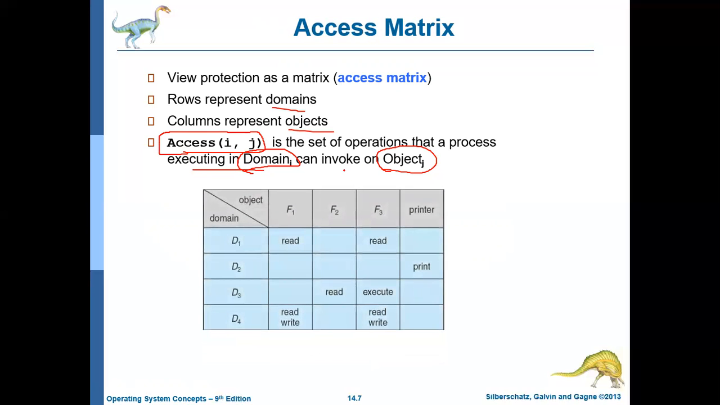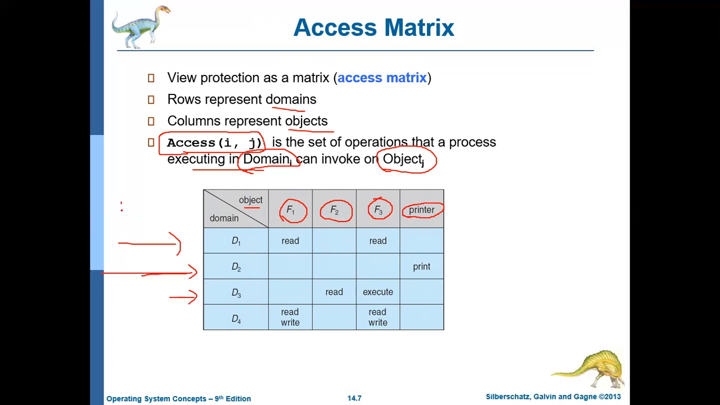So let us try to understand the concept of access matrix with this diagram. In this diagram, these rows represent various domains, whereas columns represent objects. So here there are four objects: an object F1, which may be a file, another object F2, which is also a file, another object F3, which is also a file, and another object, the printer. It's a hardware device. Okay.